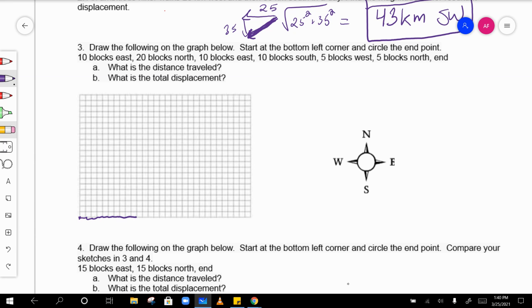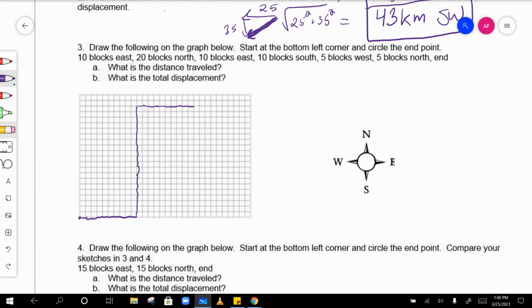We're going to go 20 blocks north. So 1, 2, 3, 4, 5, 6, 7, 8, 9, 10, 11, 12, 13, 14, 15, 16, 17, 18, 19, 20. Ooh, that's a lot. 10 more east. So 1, 2, 3, 4, 5, 6, 7, 8, 9, 10.